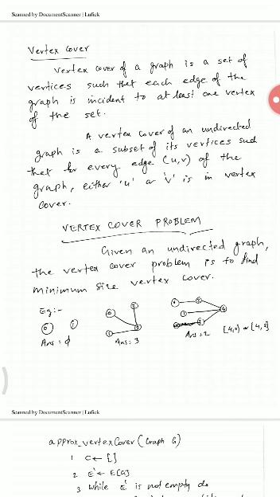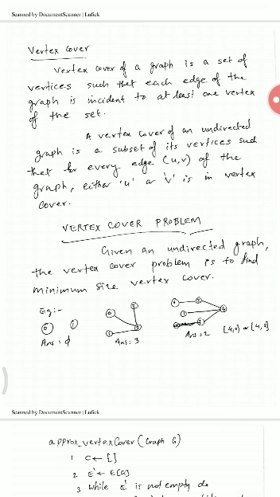The vertex cover is an empty set, and the second one, the size of the vertex cover is 3. That means you can use 3 vertices to represent every edge in the graph.